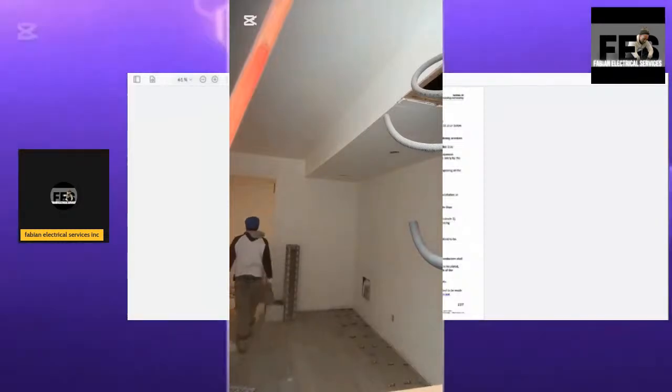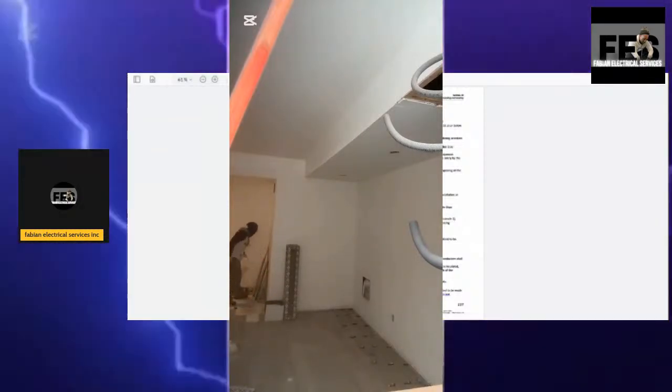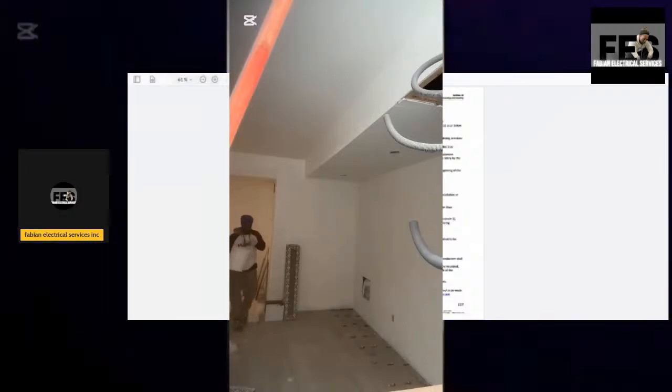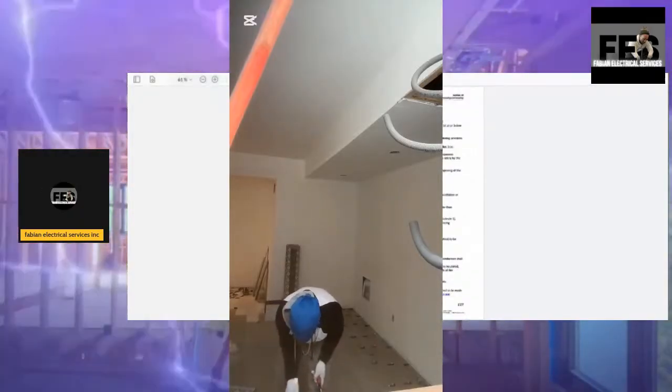Once the inspector arrives on the job, if for some reason there is a defect, the electrical installation has to be up to par with the code compliance rules. So you're going to have to somehow fix the electrical installation before you can have it passed.